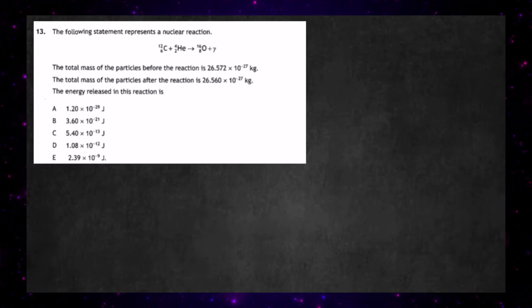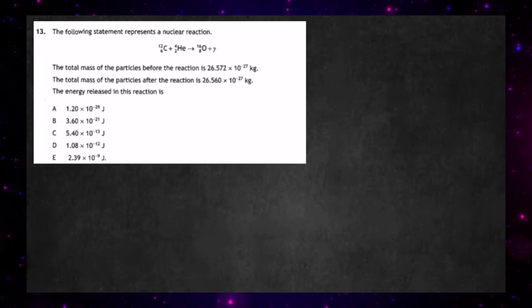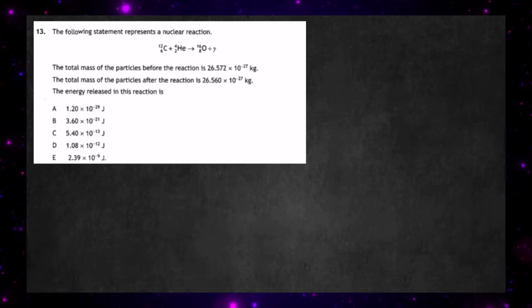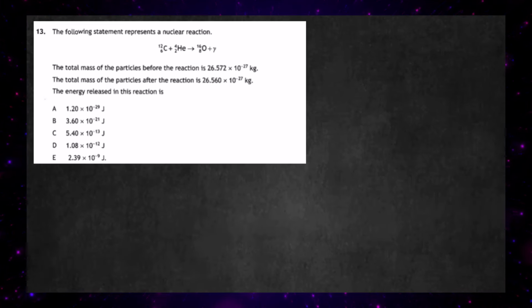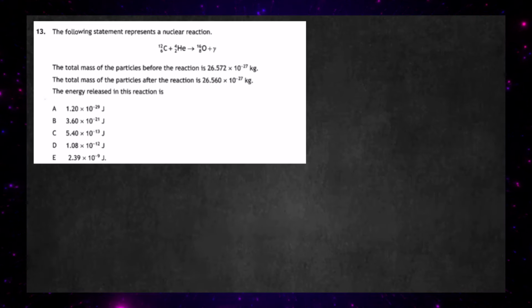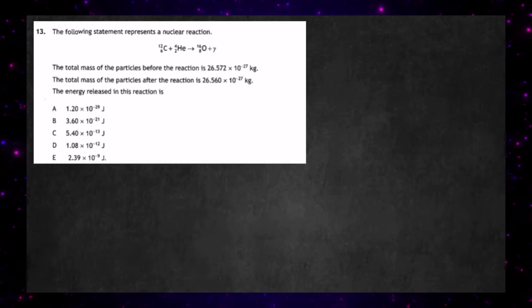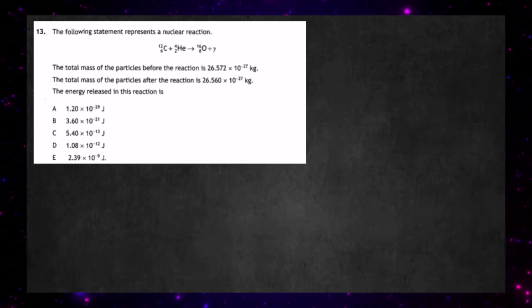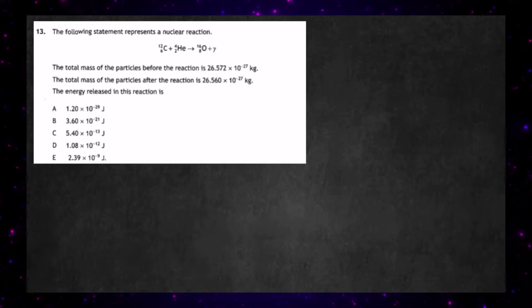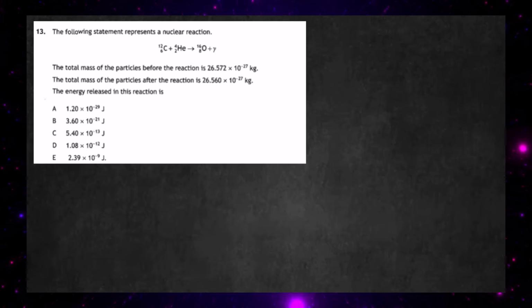Question 13 from the 2024 Higher Physics Examination from the SQA, Section 1. The following statement represents a nuclear reaction, and we can see the nuclear reaction there. The total mass of the particles before the reaction is 26.572 times 10 to the minus 27 kilograms, and the total mass of the particles after the reaction is 26.560 times 10 to the minus 27 kilograms. And we're asked to find the energy released in this reaction.